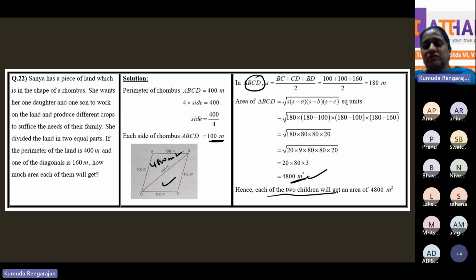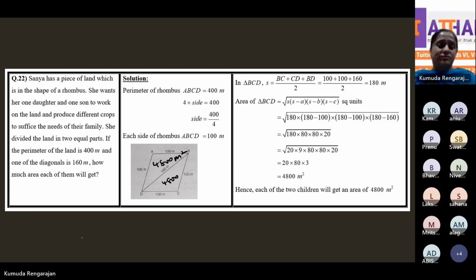So each of the two children will get an area of 4,800 meters square to produce. Each one will get 4,800 because the area of this triangle is 4,800. So the same will be the area of this triangle, 4,800. So each of the children, the boy and the girl, will get 4,800 meter square of land to grow crops. Understood, children?